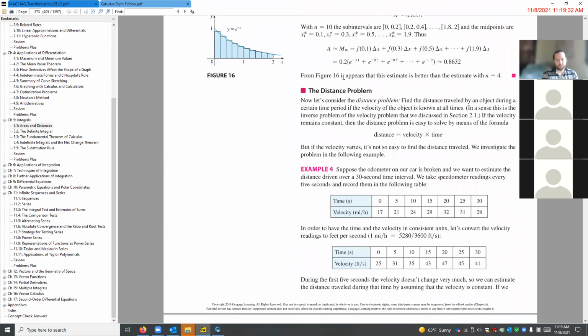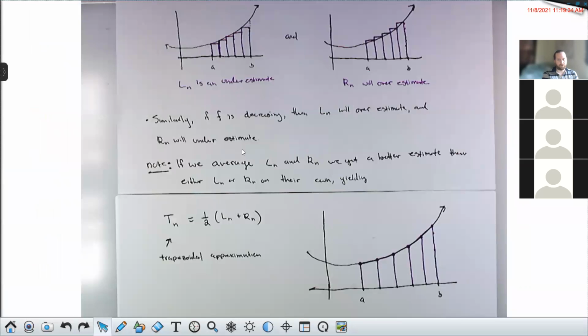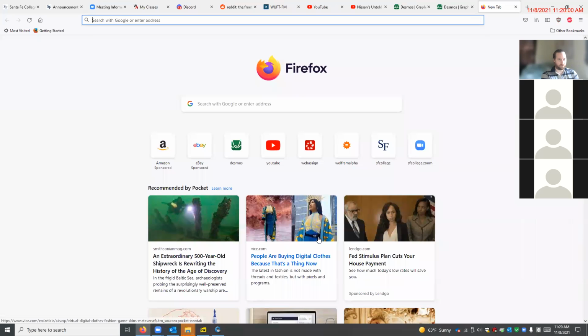But for my money, the things that are worth doing, left and right approximations are easy, right? It's just a matter of changing the sum to go from 1 to n or from 0 to n-1. And then the trapezoidal approximation, this is almost always going to be better than the midpoint approximation. And it's even easier to calculate because if you've got Ln and Rn already, you just add them up and divide by 2. Super duper easy. There are other tools for this. And you'll learn a bit about this in Calc 2.